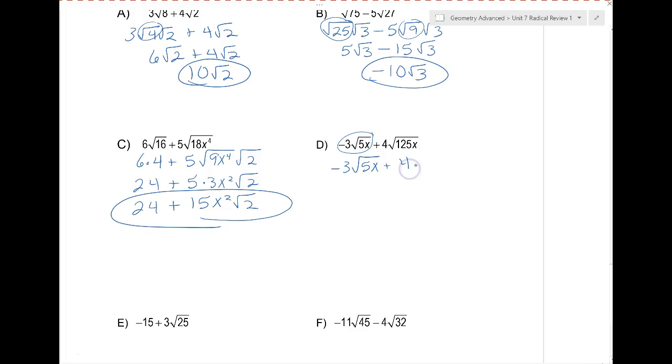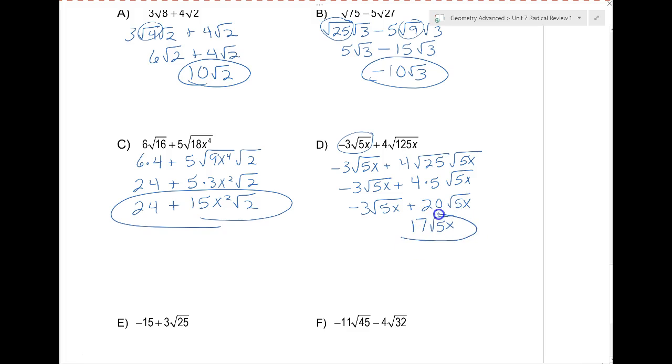Can I simplify the square root of 125x? Yep, I can actually pull out 25, and what's left over is 5x. So I get negative 3 times the square root of 5x plus 4 times the square root of 25, which is 5. What do we have here? Negative 3 times the square root of 5x plus 20 times the square root of 5x. What do we get? 17 times the square root of 5x.